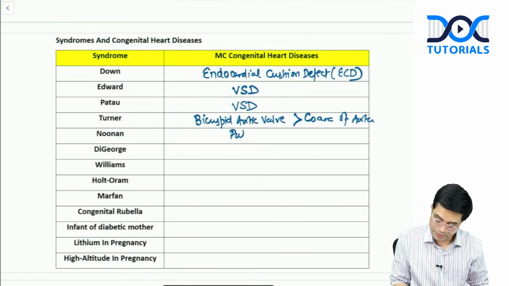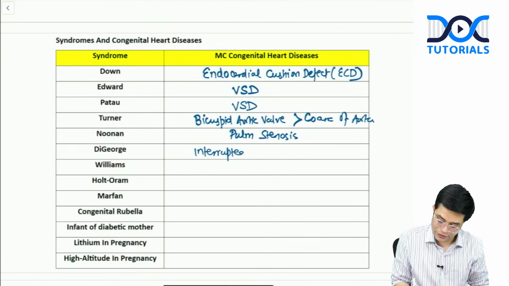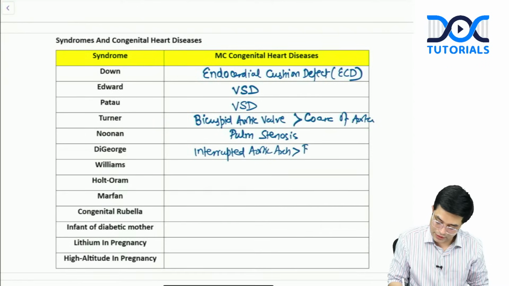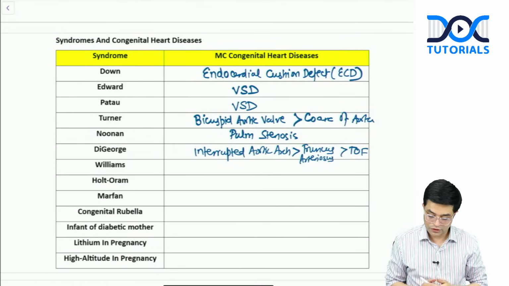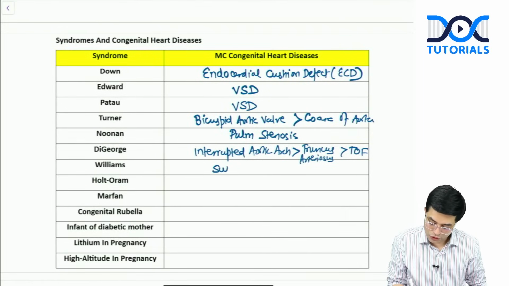Noonan syndrome, pulmonary valvular stenosis. DiGeorge syndrome, controversial, but this is the one that you have to remember: interrupted aortic arch. After that, truncus arteriosus, but they both are often missed, and tetralogy of Fallot is the one which we often come across. So tetralogy of Fallot, many of them can coexist together. Williams syndrome, supravalvular aortic stenosis.